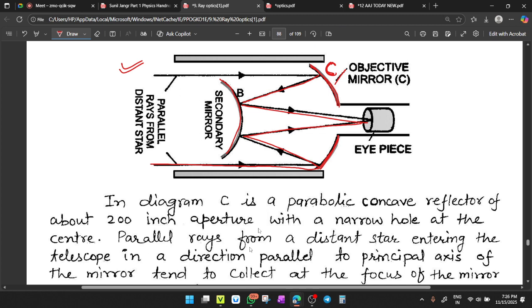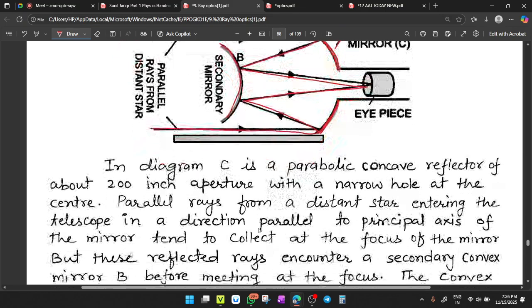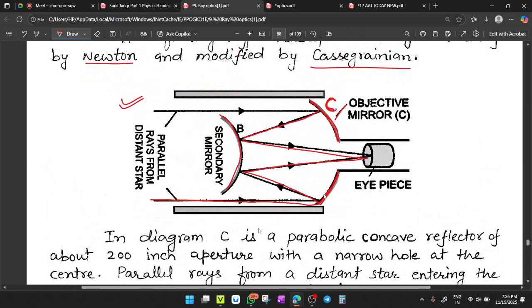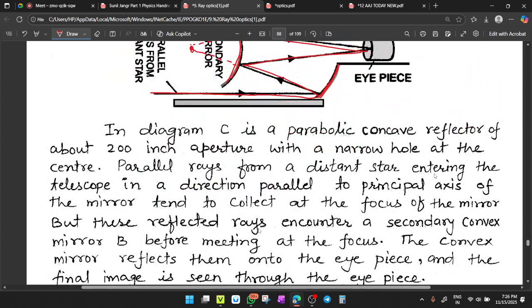So here parallel rays from a distant star entering the telescope in a direction parallel to the principal axis of the mirror tend to collect at the focus of the mirror. Definitely, because you know the parallel beams of light after the reflection will get collected at their focus. So they try to collect at the focus, and the focus will be lying somewhere here. Okay, but a convex mirror is placed there in between the path of the rays.